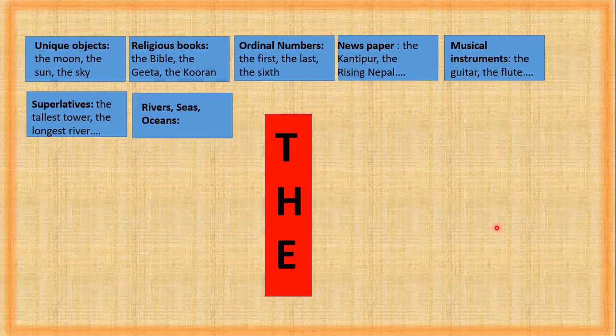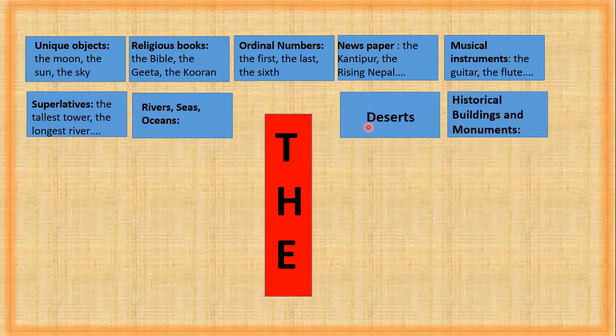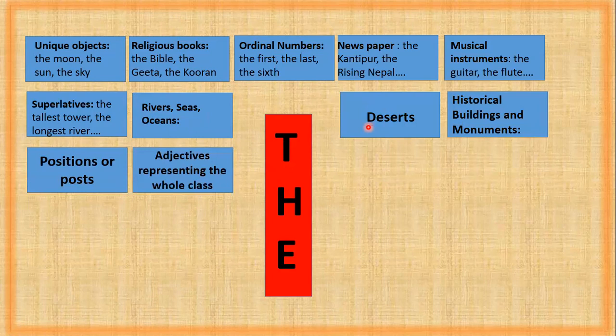Before rivers, seas, and oceans like the Kosi, the Pacific Ocean, the Atlantic Sea; similarly before the deserts, the Gobi desert, the Sahara desert; before historical buildings and monuments like the Singha Durbar, the Taj Mahal, the Statue of Liberty; before the position or post like the principal, the peon, the prime minister; similarly before adjectives representing the whole class like the poor, the rich, the deaf.